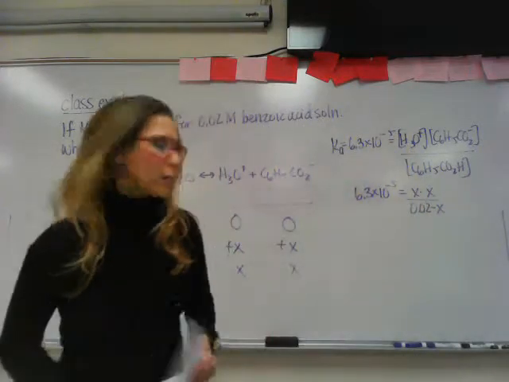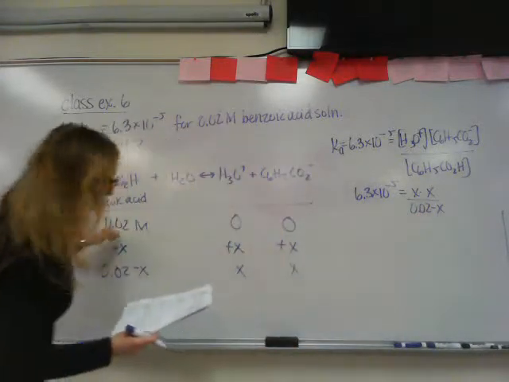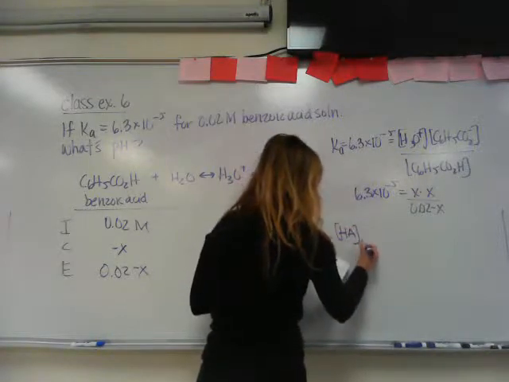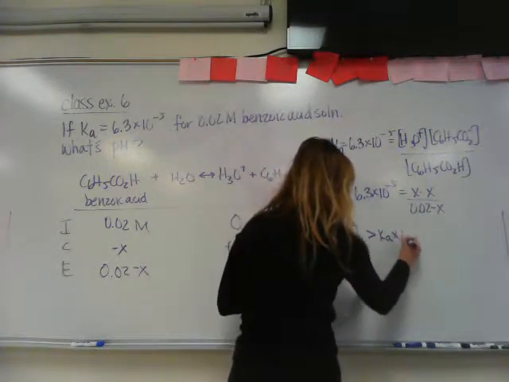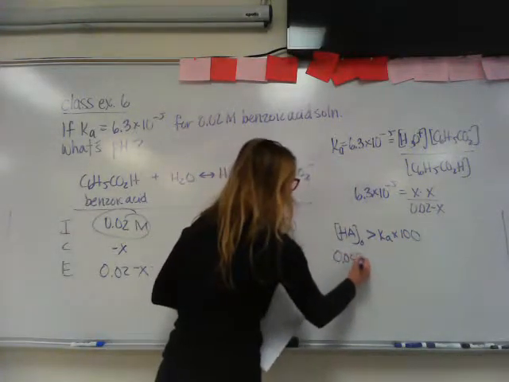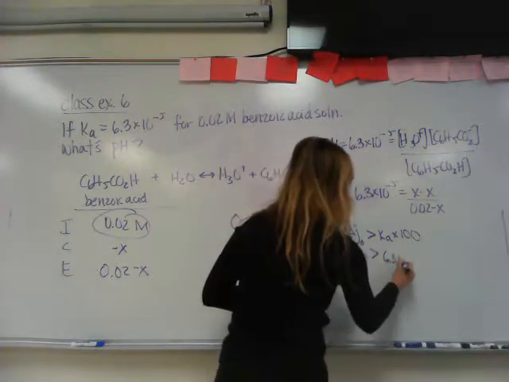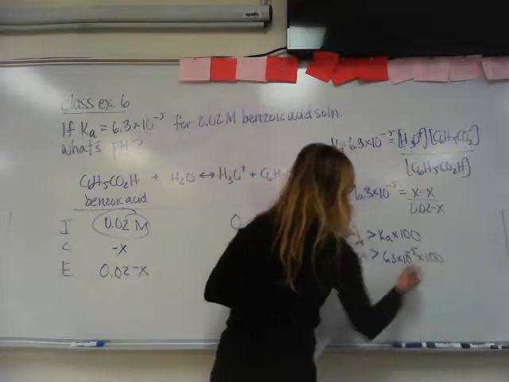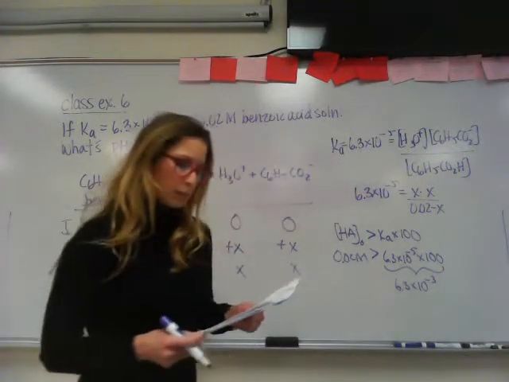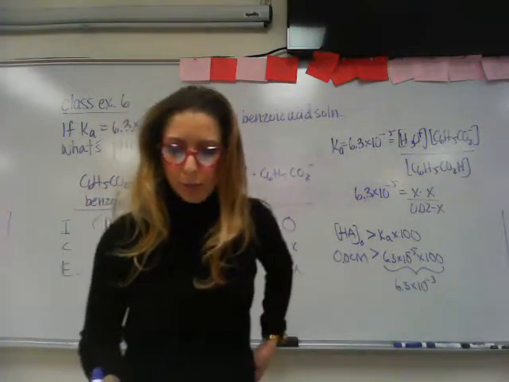Okay, now the value of X here is really small compared with 0.02 back here. And that's because the concentration of HA initially is greater than Ka times 100. So this is 0.02 molarity. And then if you take your 6.3 times 10 to the negative fifth, which is your Ka times 100, this is going to be 6.3 times 10 to the negative third. So this is still greater than this. Therefore, you can use the approximation expression that we just mentioned.